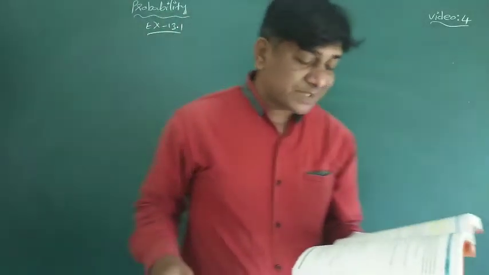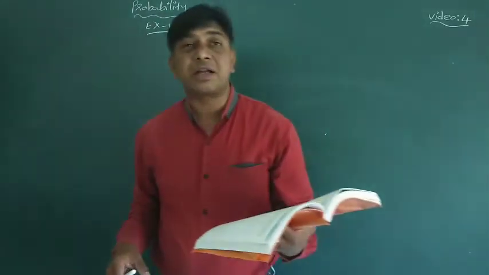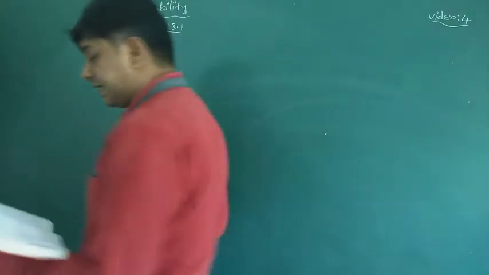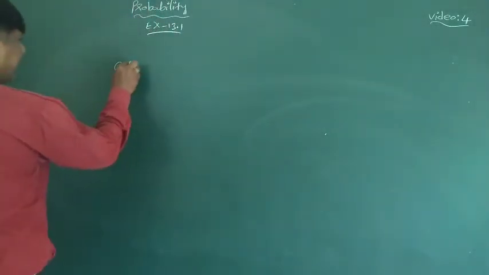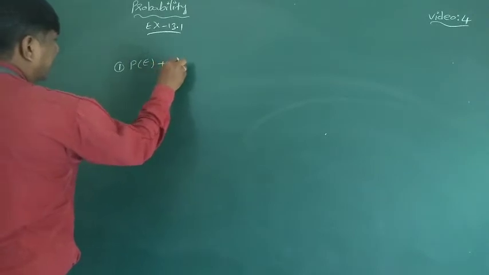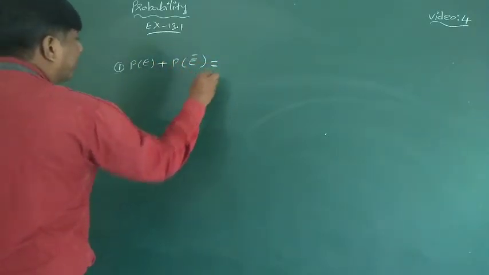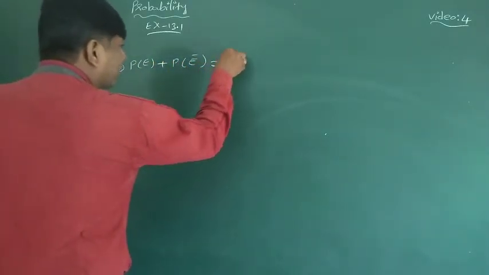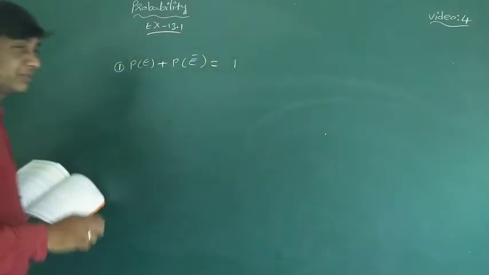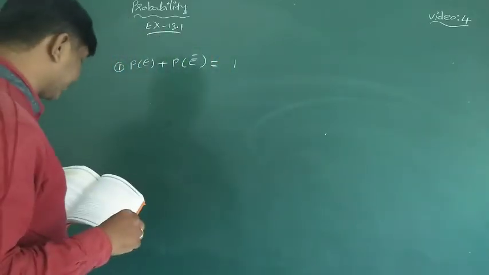Probability of an event plus probability of the event not E, that is, probability of an event plus probability of a not event, means complementary. That value is equal to how much? 1.